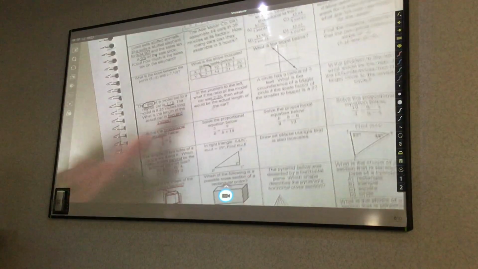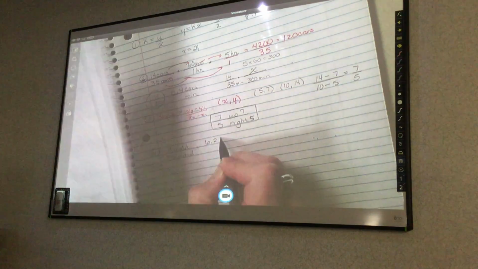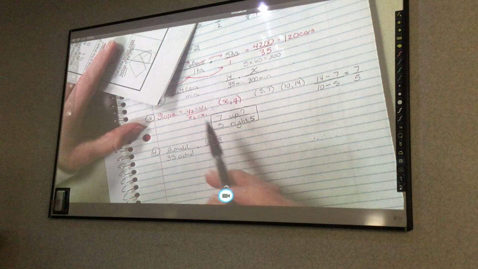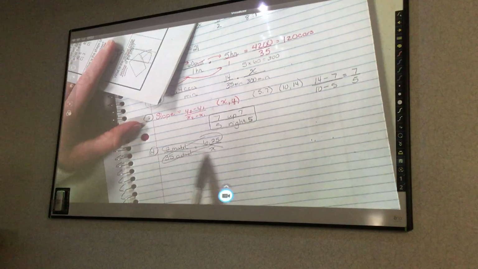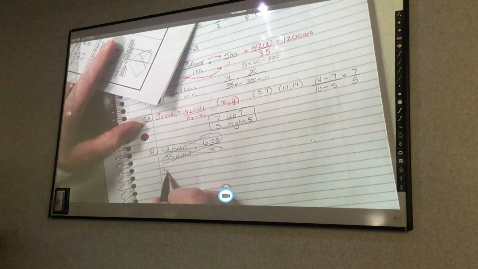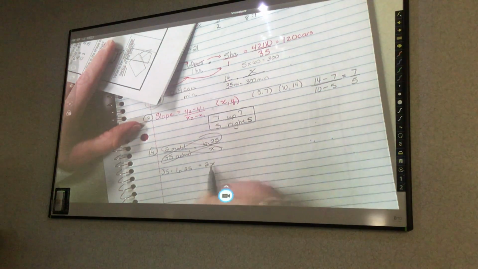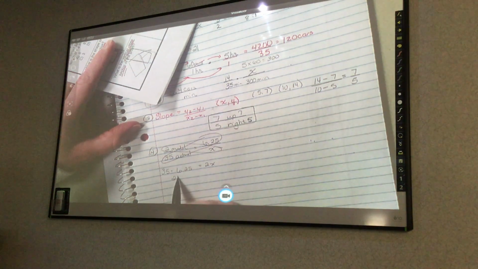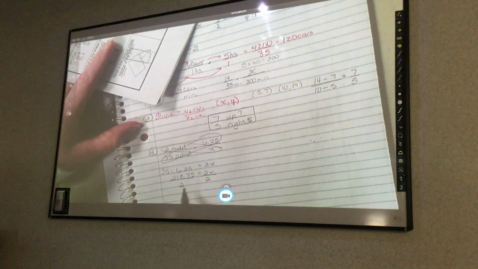And we go back to the problem, the model is 6.25. So I do 6.25 over x. Set it up the same way as yesterday. Cross multiply. So it would be 35 times 6.25 equals 2 times x. 6.25 times 35 is 218.75 equals 2x. Divide by 2, divide by 2.